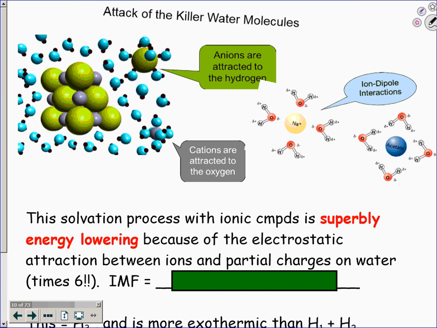Okay, so this is what's happening. Attack of the killer water molecules. They're coming into the ionic structure. They're pulling apart. What is the bigger ion? Why the anion? As you add an electron, the electron cloud repels other electrons and it gets bigger.